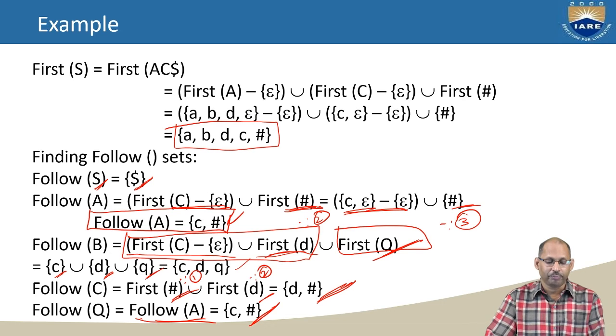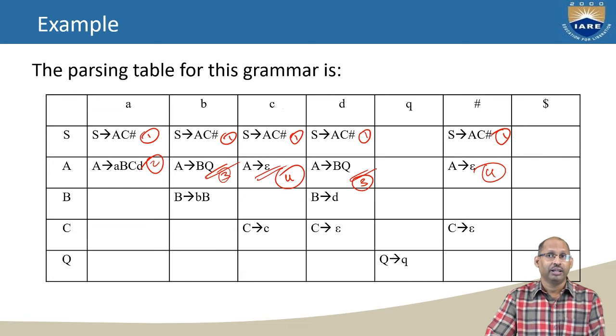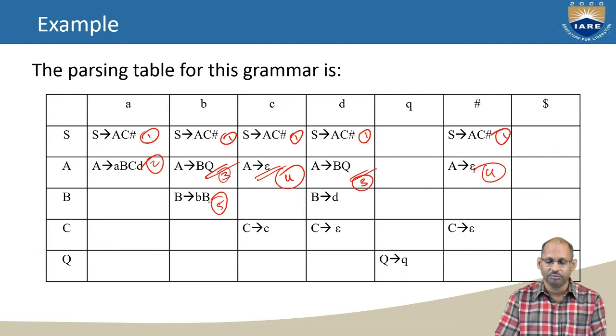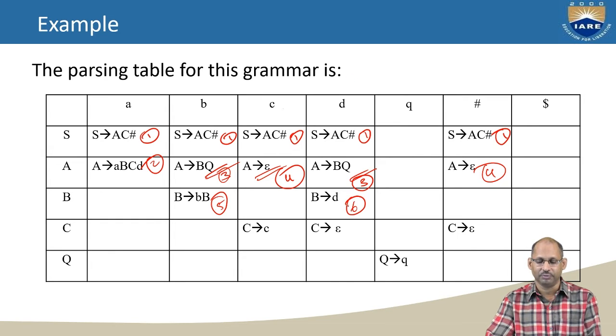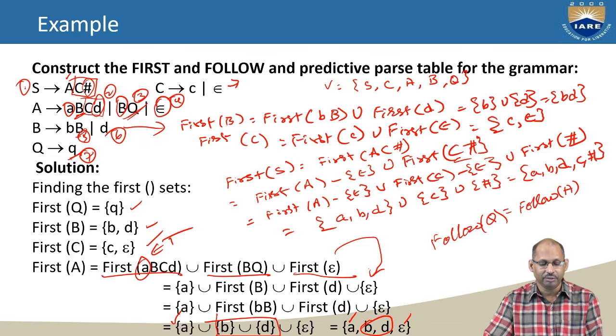Then variable B, right? For variable B, in the fifth production, B is the first symbol. For the sixth production, D is the first symbol. So under the B terminal, we are writing the fifth production. Under the D terminal, we are writing the sixth production. Then the seventh production.